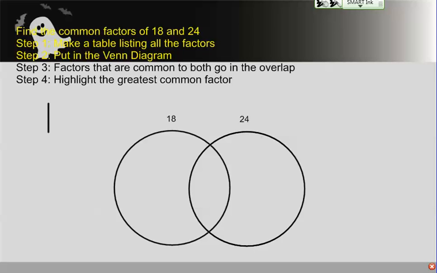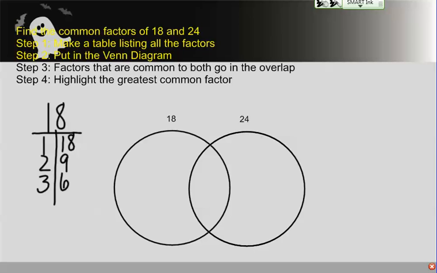So if you remember our table, we start like this. We have 1 and 18. We always have that one. 2 and 9, 3 and 6, 4 doesn't go in there, 5 doesn't go in there, 6 does, and so we're finished.